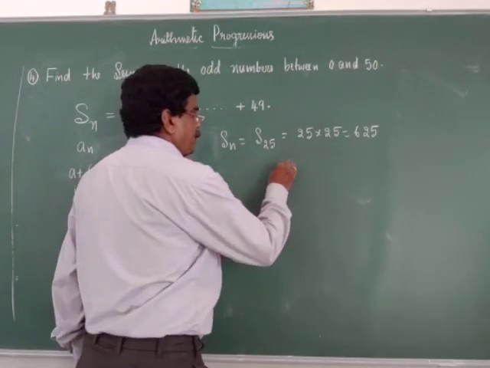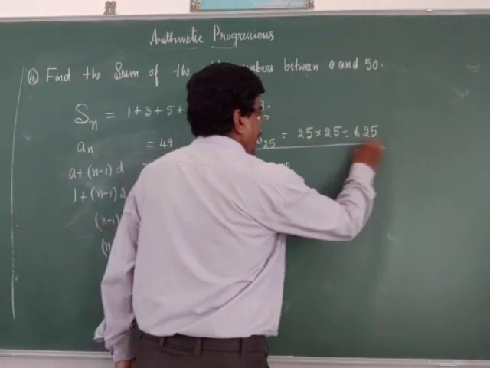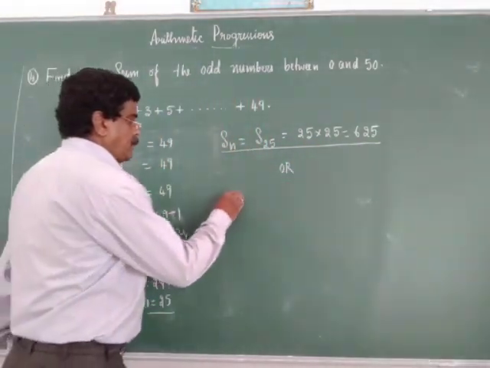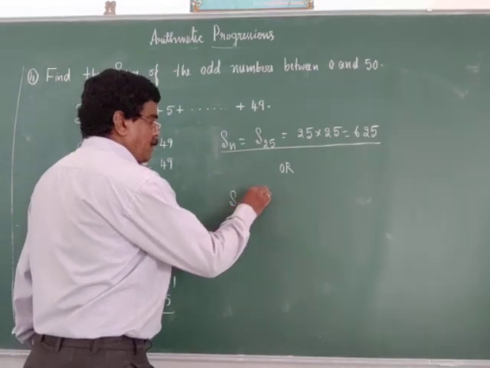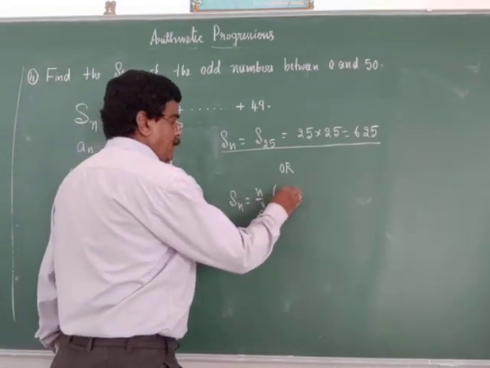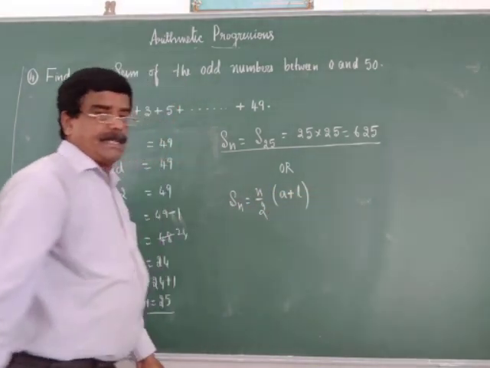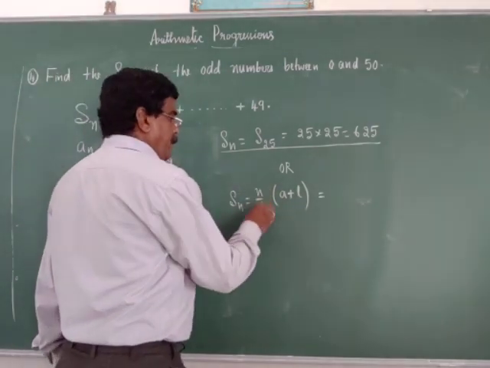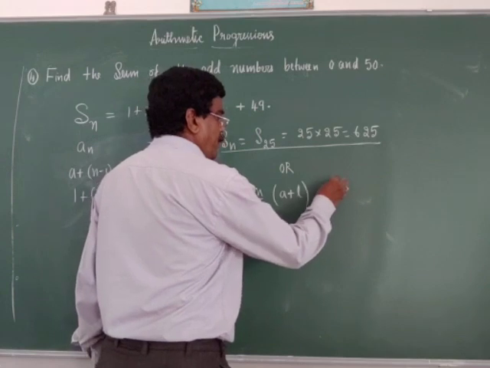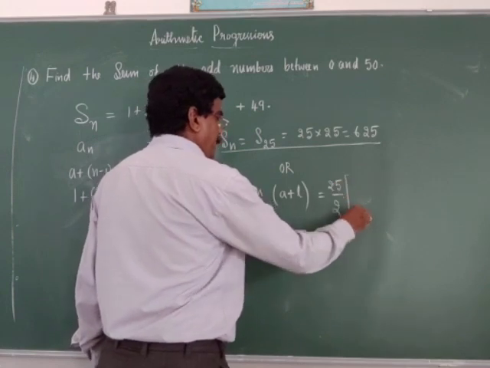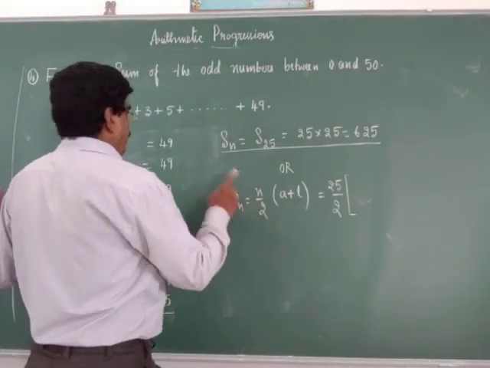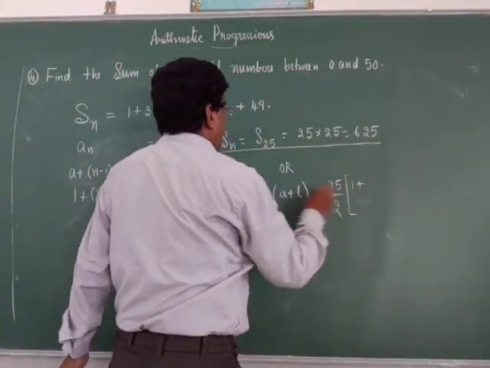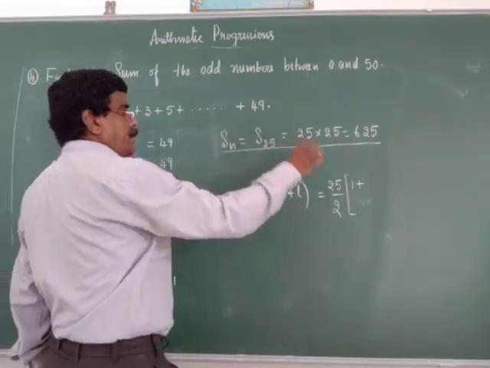Or the sum is ended here. We are going to solve by another method. That is Sn is equal to n by 2 into a plus l. So which is equal to n by 2, and n we have 25. Number of terms is 25, so 25 by 2 into a plus l. a means the first term, it is 1, plus l. l means the last term, it is 49.